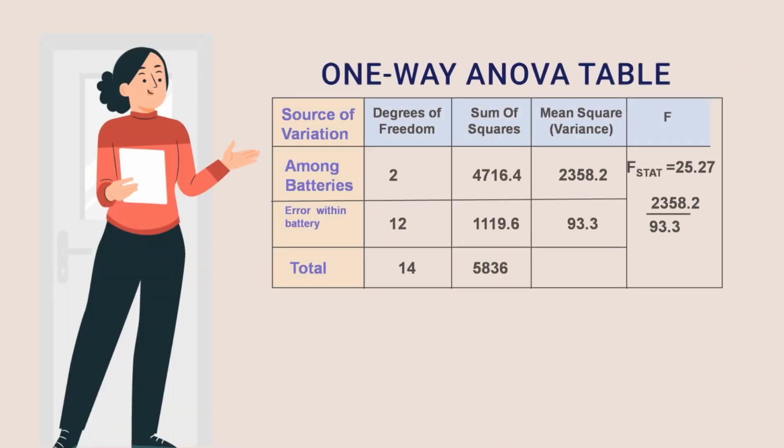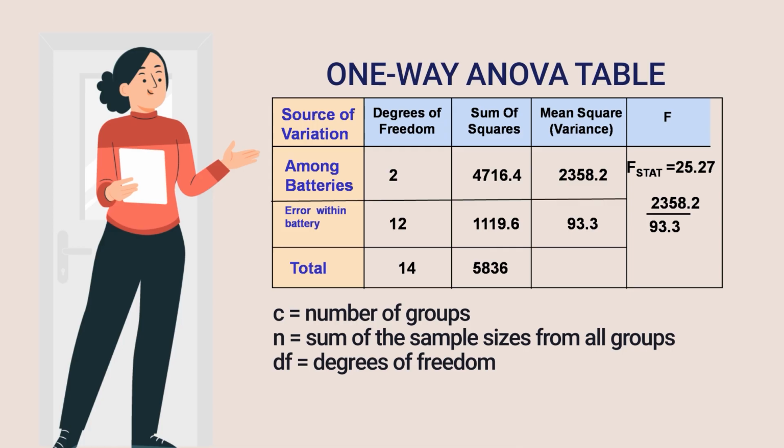Now here we have the F distribution table. The first row gives the degrees of freedom associated with the numerator, and the first column gives the degrees of freedom associated with the denominator. In our case it is 2 and 12. So under 2 degrees of freedom for the numerator and 12 degrees of freedom for the denominator, we get the F value, which comes out to be 3.89. Hence we reject the null hypothesis.